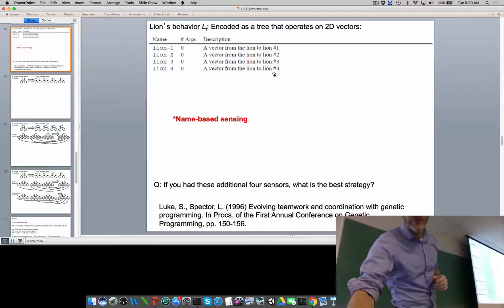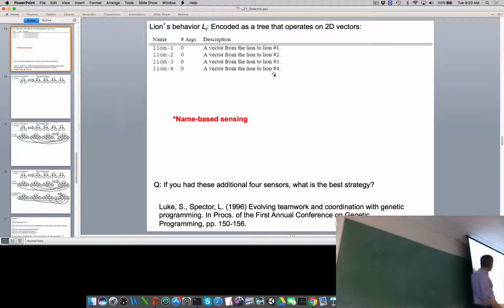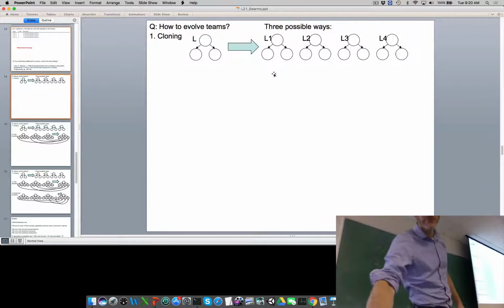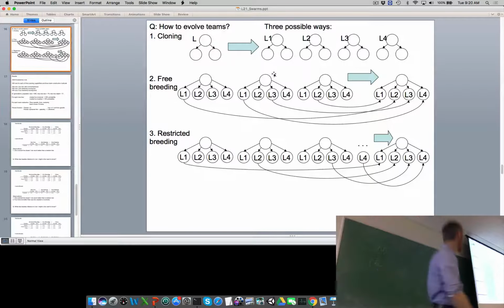So name-based sensing says you can see where L1 is relative to G. You can see it in the sense that you get back the vector that connects L1 to G. But you do not know what L1 is going to do next. In restricted breeding, going back to this example, I'm lion 3. I'm executing this control strategy here. I have no idea what's in here or how the lion is going to behave based on this.